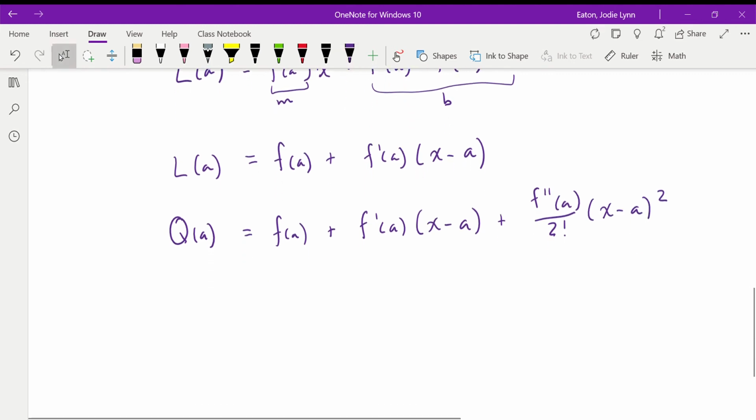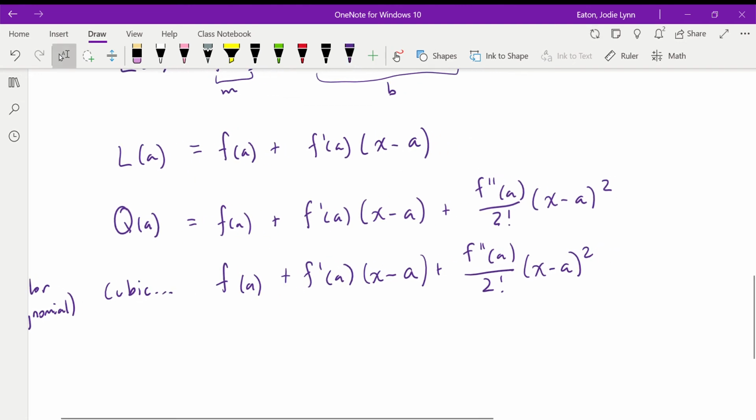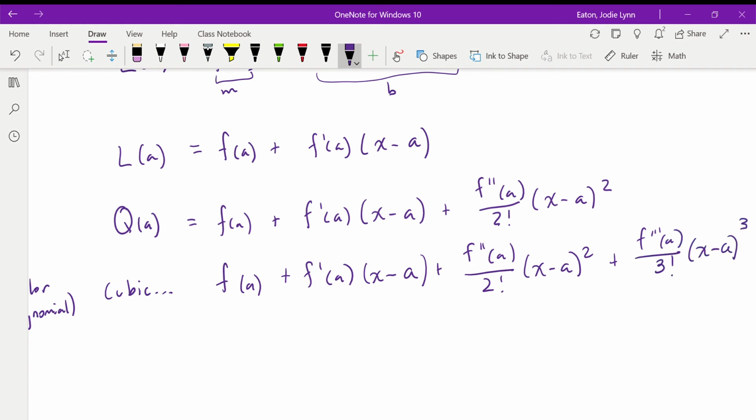We could also have a cubic. These are called Taylor polynomials, and you will be investigating those, as I said, in Calc 2, I believe. So this is f of A plus f prime of A times x minus A, plus f double prime of A over 2 factorial times x minus A squared, plus f triple prime of A over 3 factorial times x minus A cubed. Okay, and we can keep going with quartic, etc.